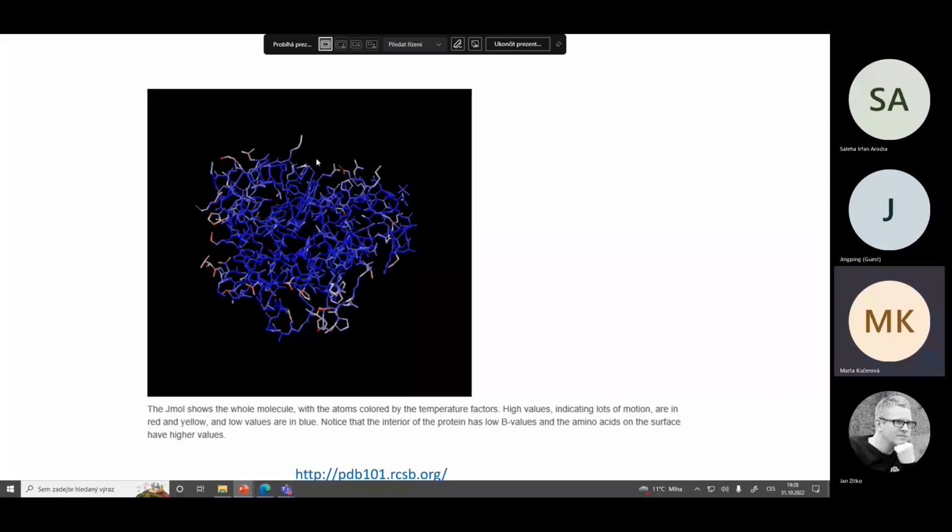Maybe it could be understandable from this figure, where the regions in blue color have a low temperature factor, which means they are relatively rigid and the position of the particular atoms is reliable. However, on the surface of the protein, there are more flexible regions, some more flexible sequences, and they are colored in red or pink. So it's the temperature factor.